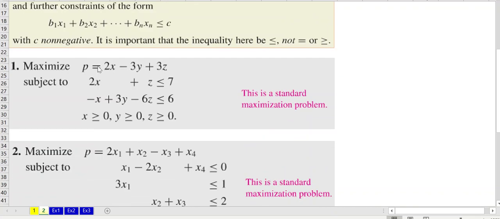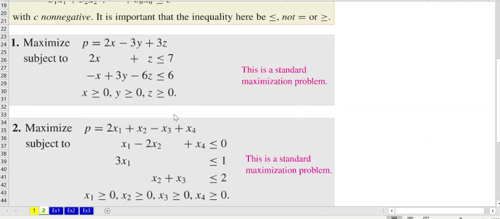Maximize P equals 2x minus 3y plus 3z, so that looks good. And here are the constraints. So what we're looking for with the constraints are the less than or equal to sign, and then this number being positive, which they are. In the second constraint, less than or equal to, and a positive 6. And then these are our non-negativity constraints. So this is a standard maximization problem.